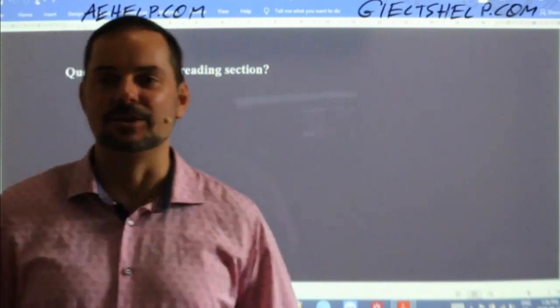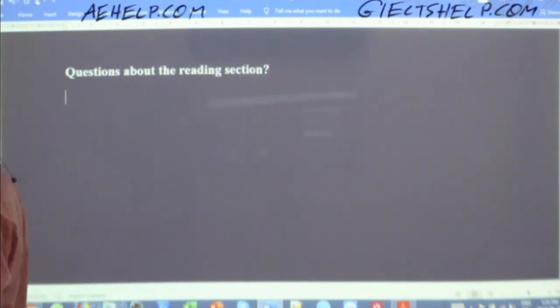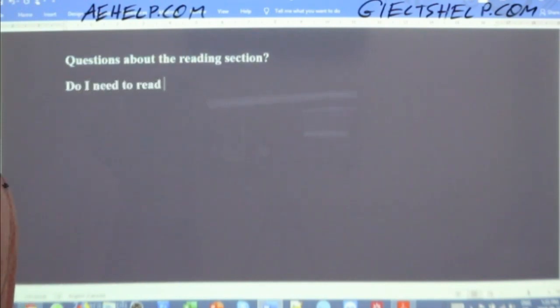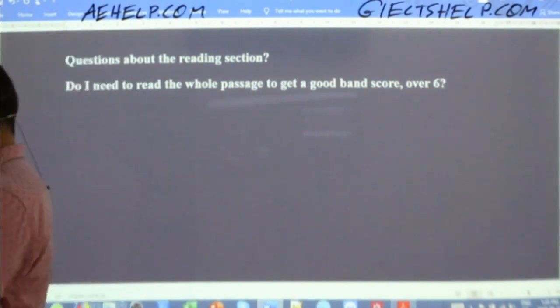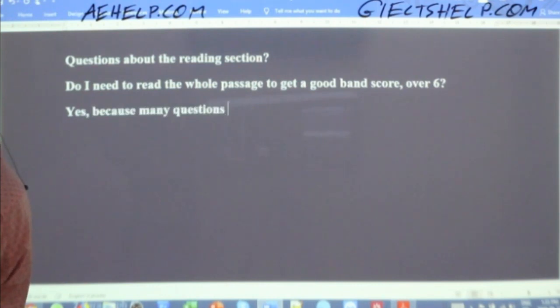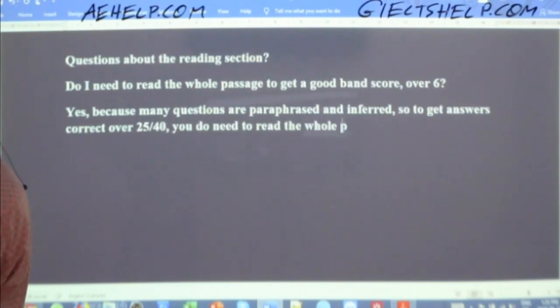I know one question that many students ask is, should I read the whole passage to get a high band score? So while you're thinking of your questions, I'll throw a couple up, or at least one that I know many students ask. So do I need to read the whole passage to get a good band score? Over 6, let's say. Okay. The answer to that question is yes, because many questions are paraphrased and inferred. So to get answers correct over 25 from 40, you do need to read the whole passage. Okay? And understand about 70%.